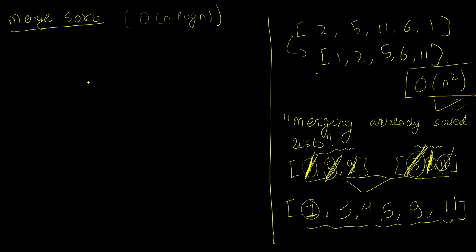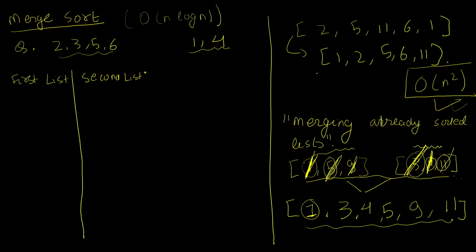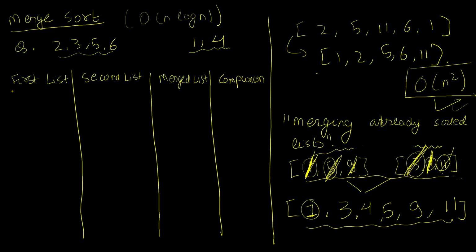So if you want to do this process formally, if you are asked a question to merge 2 lists, so let's say one list has 2, 3, 5, 6 and the second list has 1 and 4. If these 2 lists are given to you and you need to do this simulation in your exam, you want to do it by creating a table. This table will have 4 columns. We'll say first list, second list, merged list, and one column will show what comparison we're making.